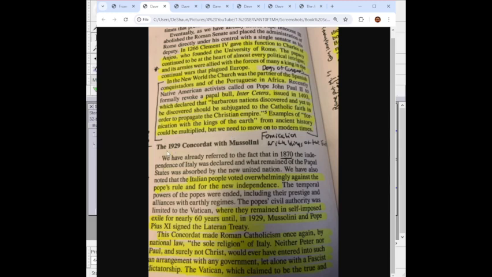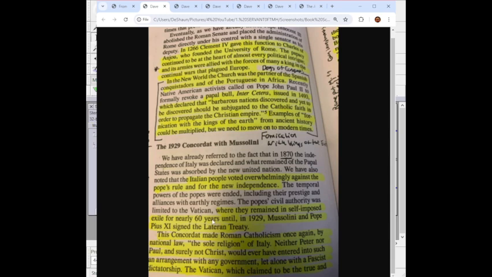But see, look at this. In 1929, the Concordat with Mussolini. All right. This was in 1870. All right. So you can see how it was absorbed by the new United Nations. All right. We have also noted that the Italian people voted overwhelmingly against the Pope's rule and for the new independence.